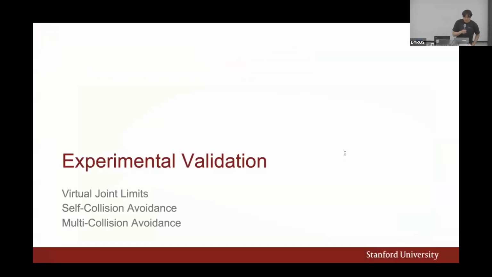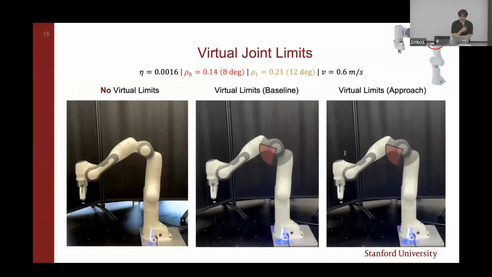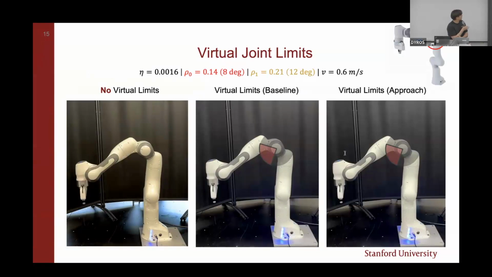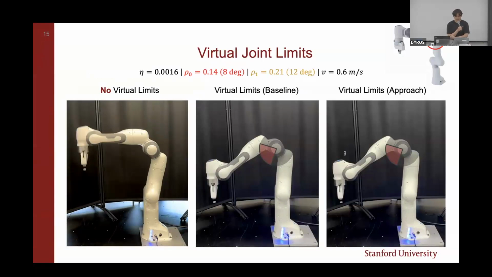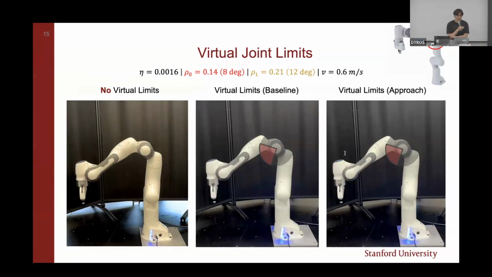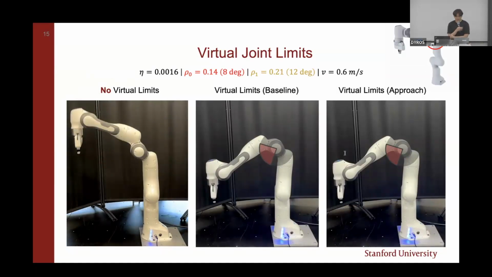Okay, so for experimental validation, I did 3 experiments. First is virtual joint limits, second is self-collision avoidance, and lastly is multi-collision avoidance. For the first experiment, the elbow joint of the Panda is given virtual limits as shown by the red sector indicator. As seen in the first video, the command of motion is a straight line trajectory up and down, starting from an initial pose while holding its initial orientation.